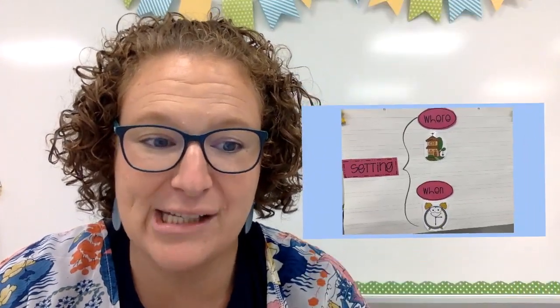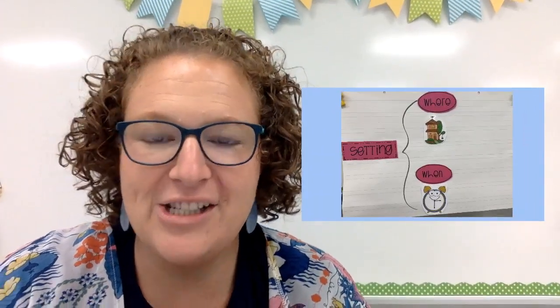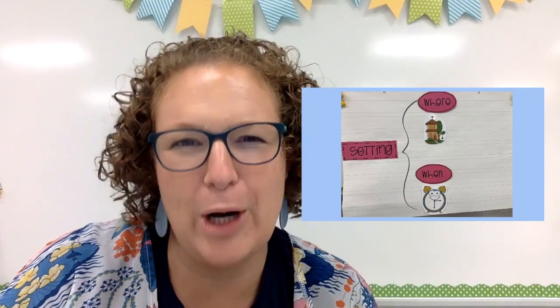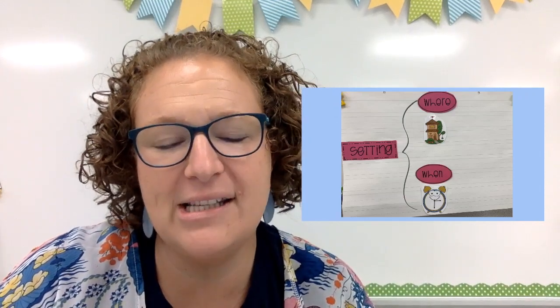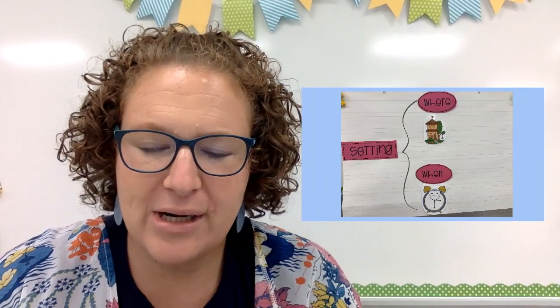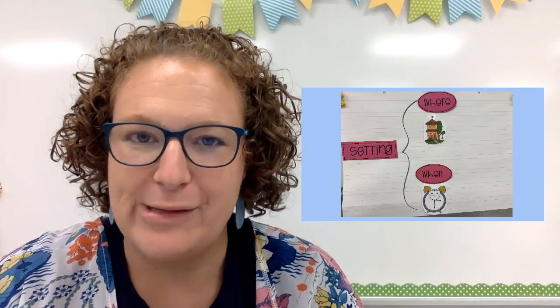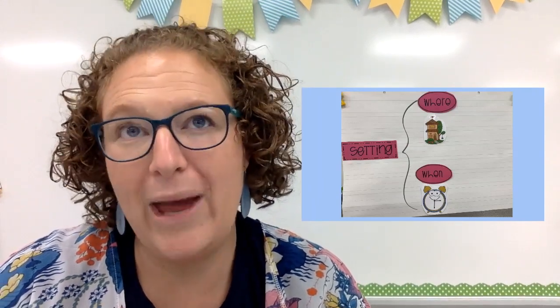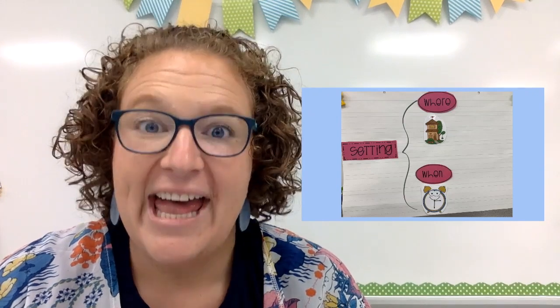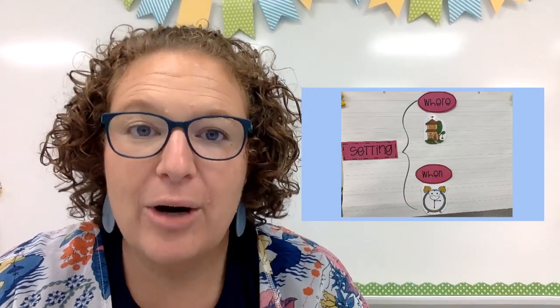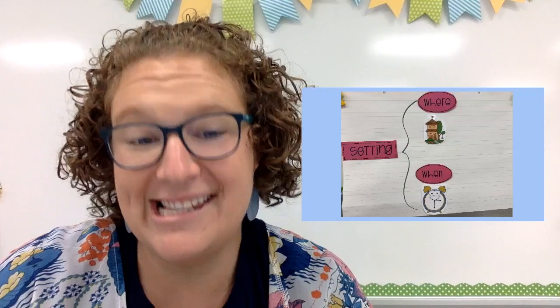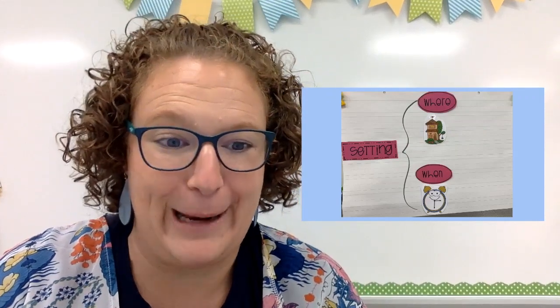So, what I have up next, because we know that the setting is where and when, I'm going to show you just some images or pictures of books, and you're going to tell me where the story takes place just by looking at those picture clues, and when by looking at those picture clues. Then later this week, we're going to use pictures and text to help us figure out the setting.